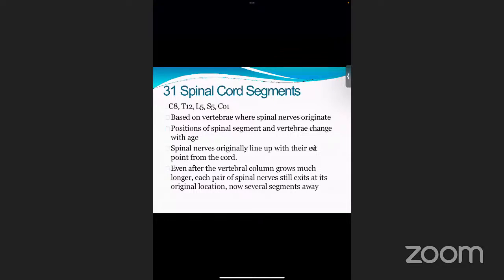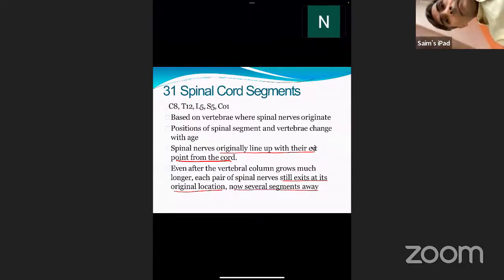So you know that there is one cervical dilatation from C8 to T12 and one lumbar dilatation from L1, L2, L3, L4, L5 downward, based on the vertebrae where spinal nerves originate. Spinal nerves originally line up with their exit points from the cord. I told you that they originally line up with their exit point from the cord. After the vertebral column grows much longer, each pair of spinal nerves still exits at its original location, now several segments away. It is because of the growth of the vertebral column, but they still exit at the same level.